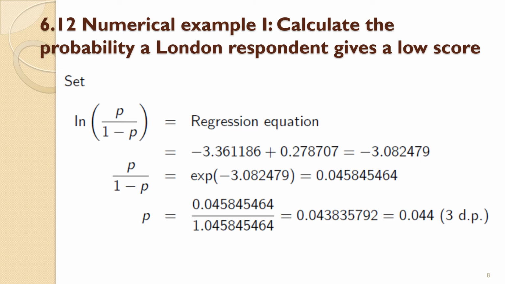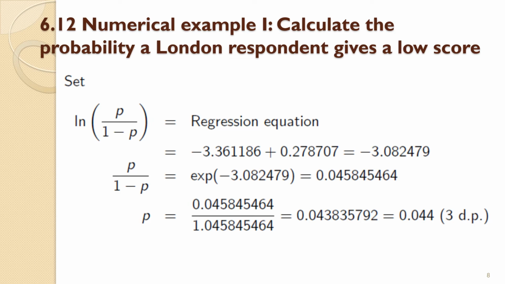So in order to do the calculation then, set the log of the probability over 1 minus the probability equal to the regression equation, then take the exponential of both sides, so that p over 1 minus p equals the exponential of the regression term, and then p is equal to the exponential of the regression term over 1 plus this, and you get 0.044 in this case.